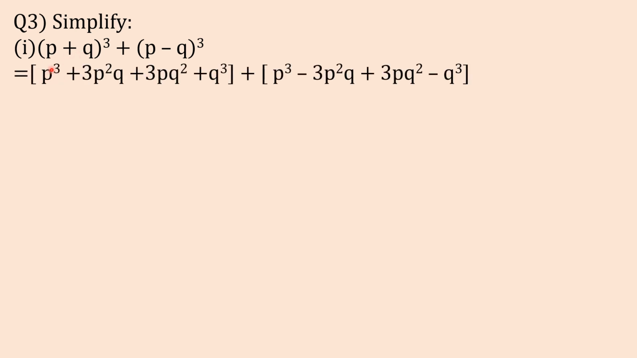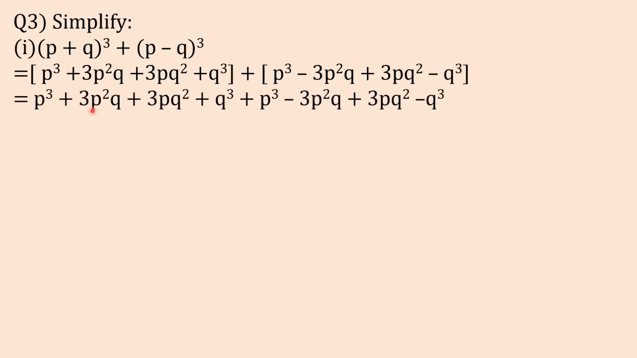So it will become (p cube plus 3p square q plus 3pq square plus q cube), close the bracket, plus, now for (p minus q) the whole cube we'll put (p cube minus 3p square q plus 3pq square minus q cube). So we'll open the brackets. So it will become p cube plus 3p square q plus 3pq square plus q cube plus p cube. As it is plus, it will open with the same sign. So minus 3p square q plus 3pq square minus q cube.